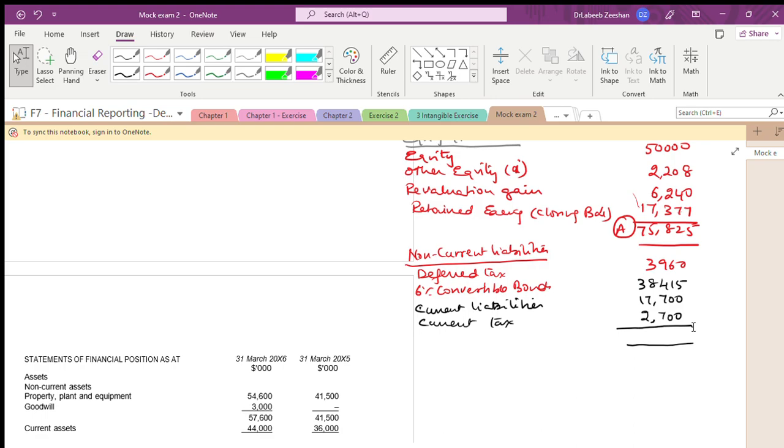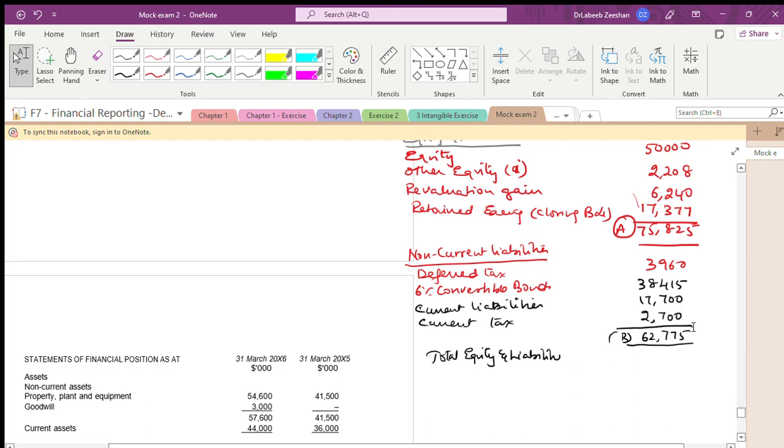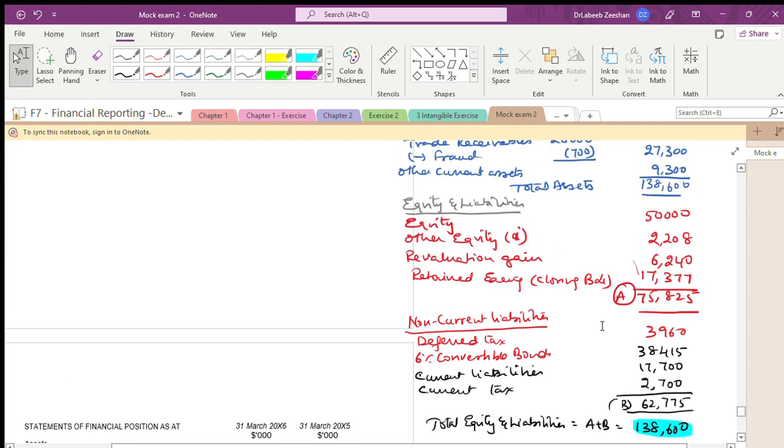$62,775. How much? 62,775. This is B. Total equity and liabilities is A plus B. How much? 138,600.